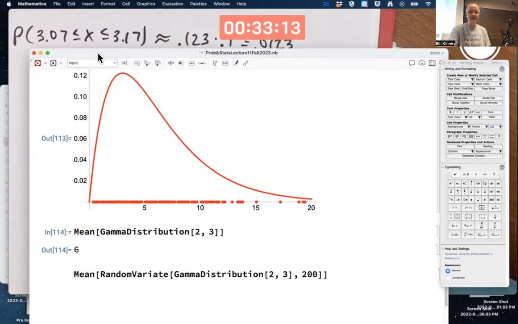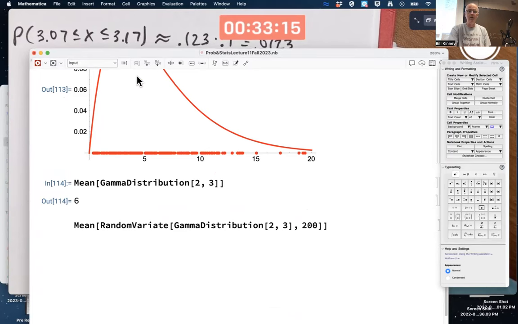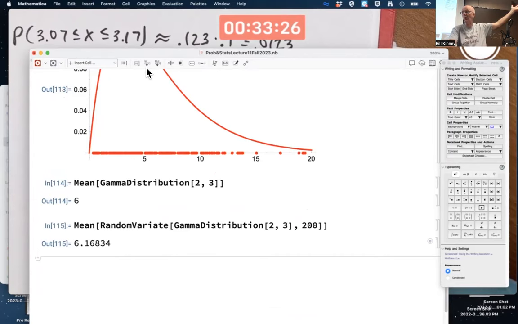What about the mean of the simulated data? What's a mean of data? Just add up all the numbers and divide by how many there are. In this case, 200 of them. Is this going to be 6? Probably not exactly, but close.